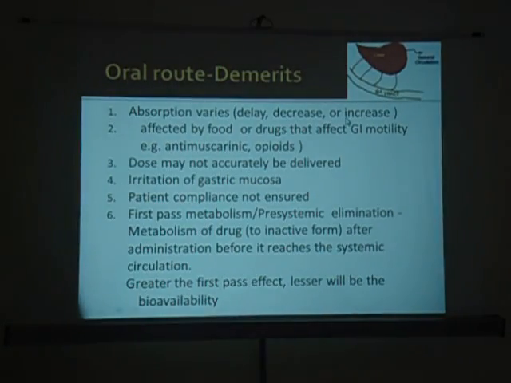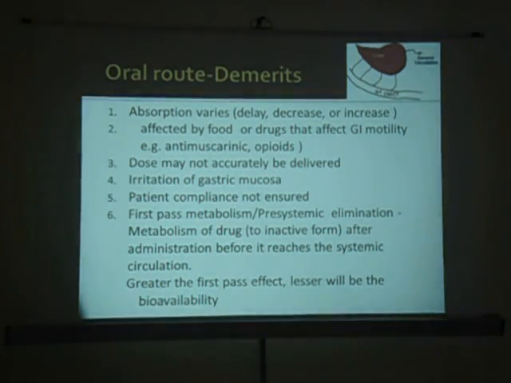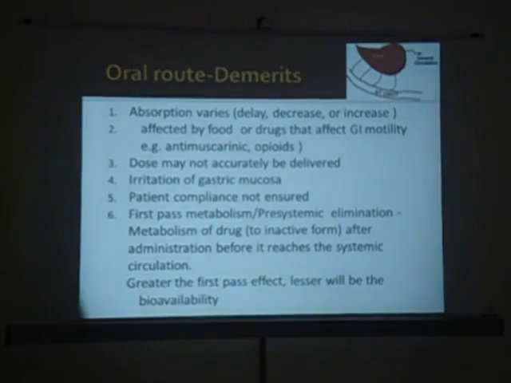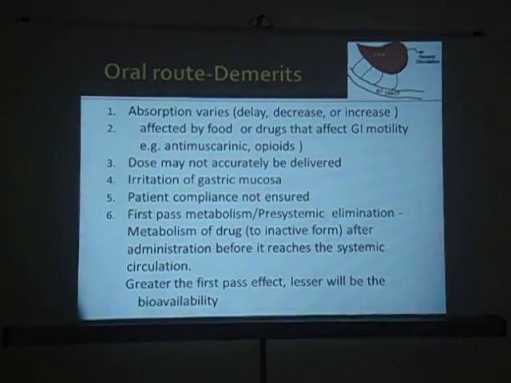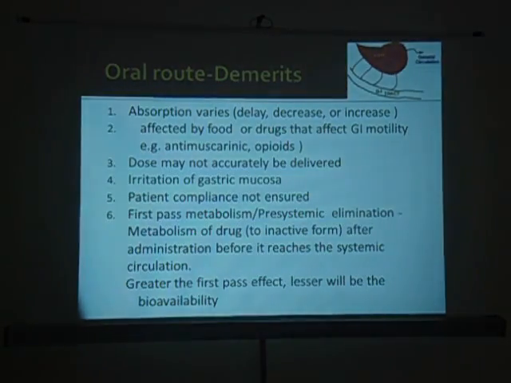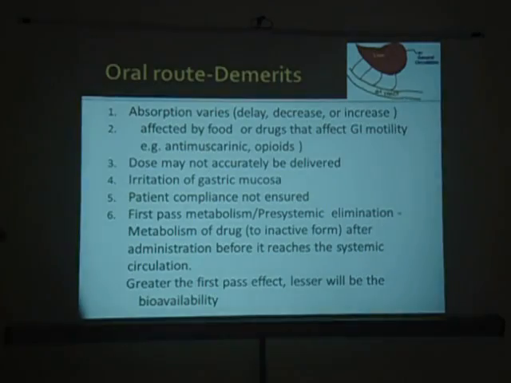Absorption varies, delay, decrease or increase. The food can decrease the absorption. Most of the drugs which we give by oral route are gastrointestinal irritants. So if they are irritants, what can happen? Sometimes due to gastric acidity there can be gastric ulcers also. And if the food is impeding this absorption, then it is bad. And to prevent this gastric irritation, what do we tell? We tell the patients to consume these drugs after the food. But after the food, absorption can be varied.